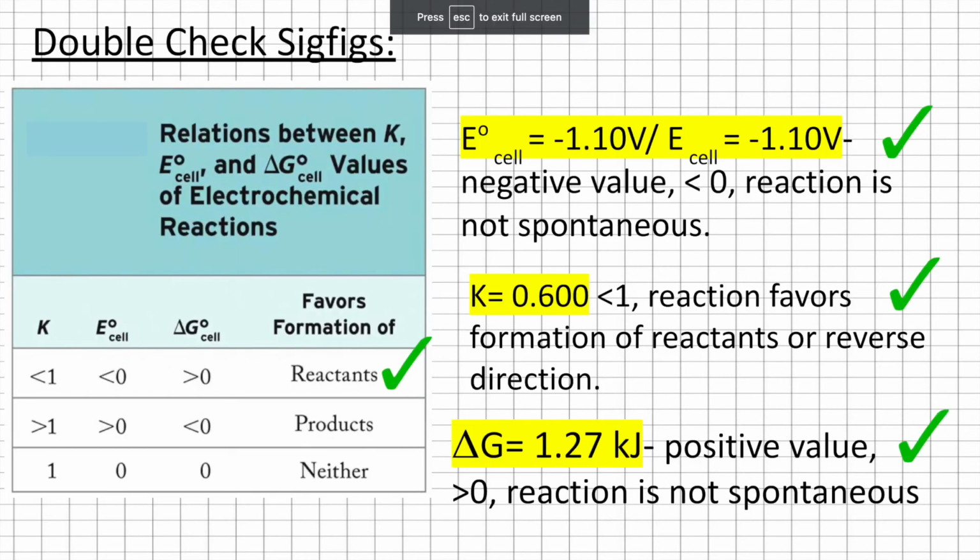To recap, we have successfully solved for the 3 variables being asked in the problem. To double check if our answer makes sense, we will use the relationship between K, E0 cell, and delta G0 of the electrochemical reaction chart. Since our E0 cell is negative and our delta G value is positive, this means that this reaction is not spontaneous. Looking at the K value, it is less than 1, meaning that the reaction favors the formation of reactants, or the reverse direction. Overall, our answer makes sense.